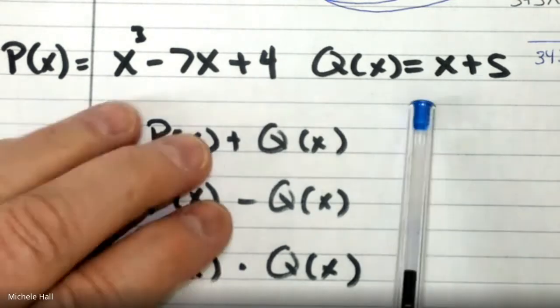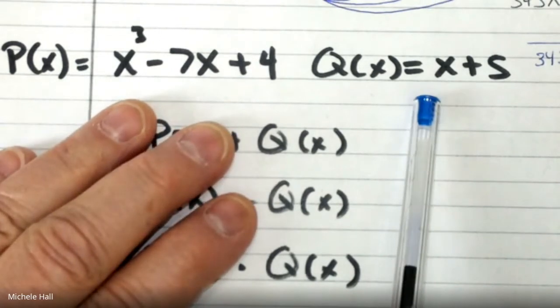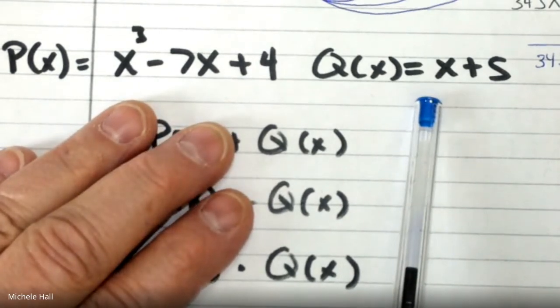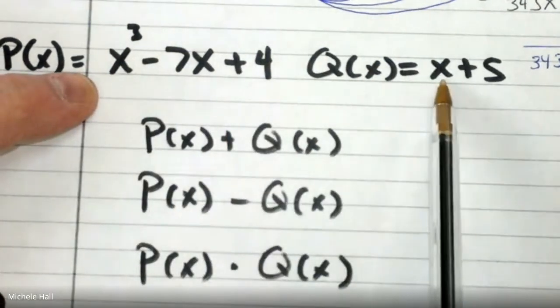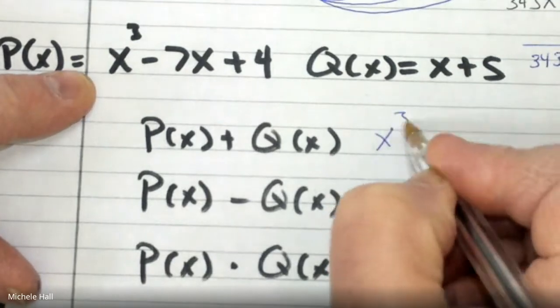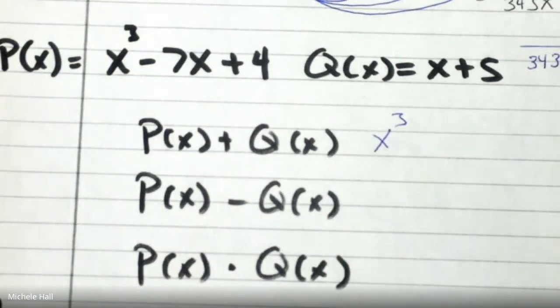So I'm adding these 2 up. I can just look at them and add them. What's the first term going to be? X cubed. It doesn't have anything to combine with, does it? So I know it's x cubed. I don't need to go any further. It's asking me about the degree. What's the degree of this problem?